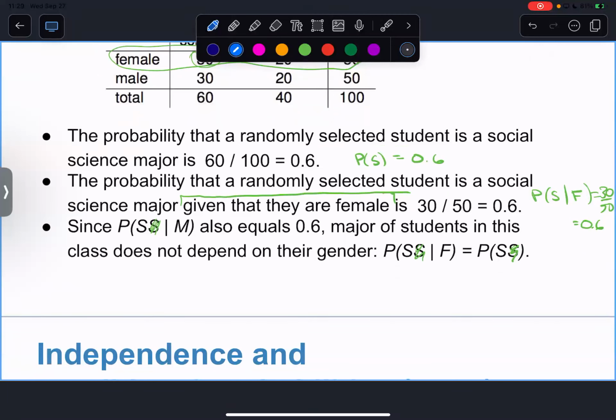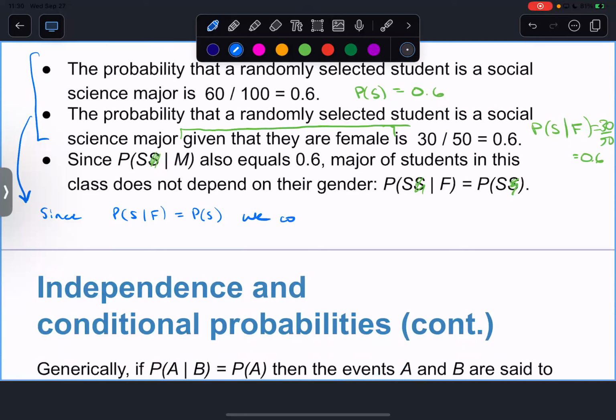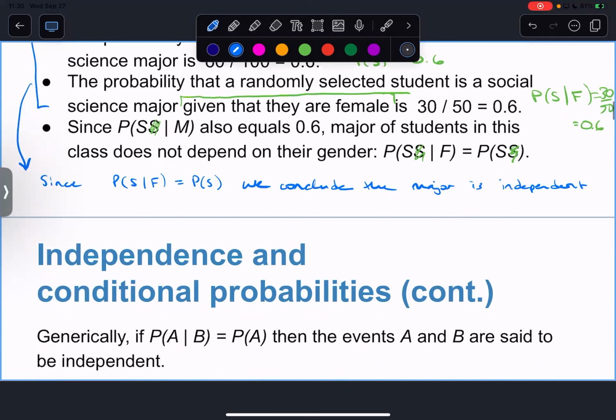So if we take these two together down here, since the probability of S given F is the same as the probability of S, what does that mean? It means that the major is independent of the gender. We conclude the major is independent of the gender.